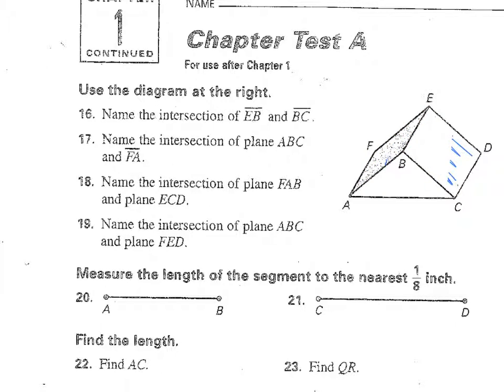And then, last question about this picture. Number 19, name the intersection of plane ABC, so again this one here, and plane FED. So that's like if they were to, the panel clear on the back side that you can't even see, clear on the other end, on the back side. And if they don't intersect, then write down no intersection.